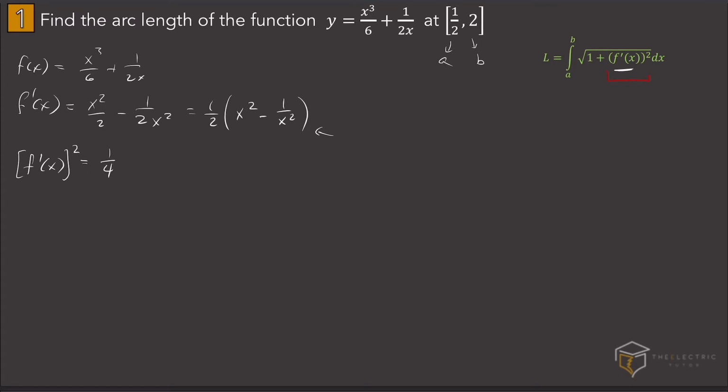I want to square this last result. So 1/2 squared is 1/4. And then if we square what's inside, x squared squared is x to the 4th, minus 2 times x squared over x squared, that's 2, plus 1 over x squared squared is 1 over x to the 4th.